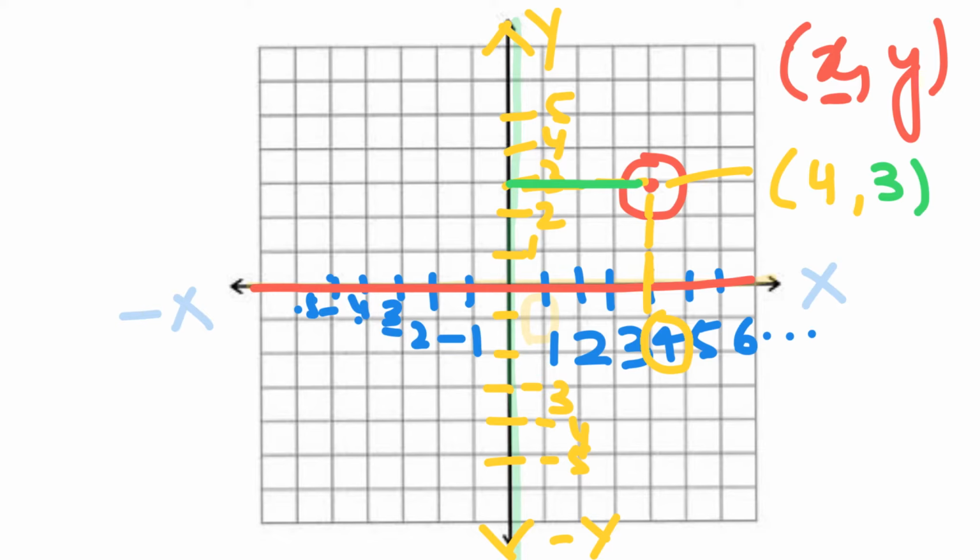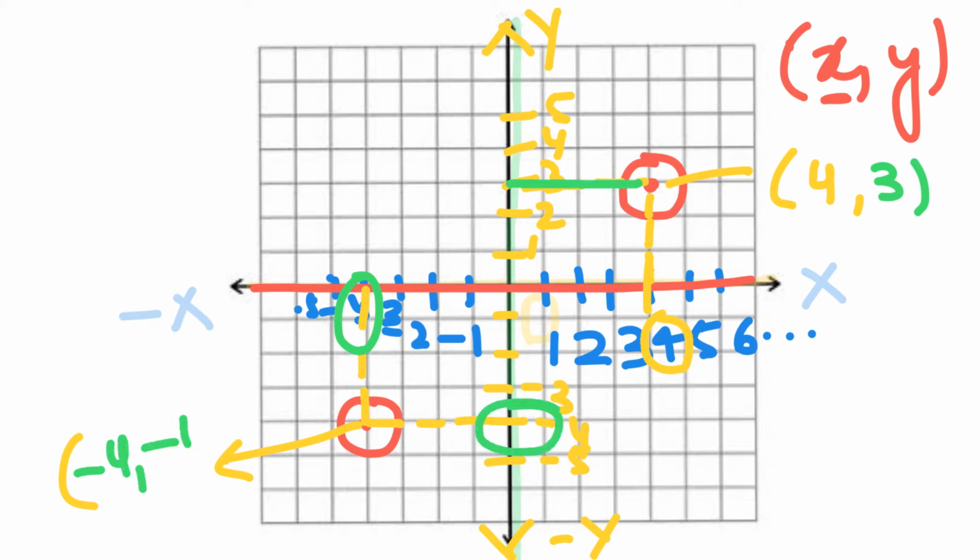Now let's discuss this point, for example. First we have to see the x value. Let's extend to both the axes. For this point we have the x-axis as minus 4 and the y-axis again as minus 4. So the point is minus 4 comma minus 4. This way we can mark each and every point on a graph.